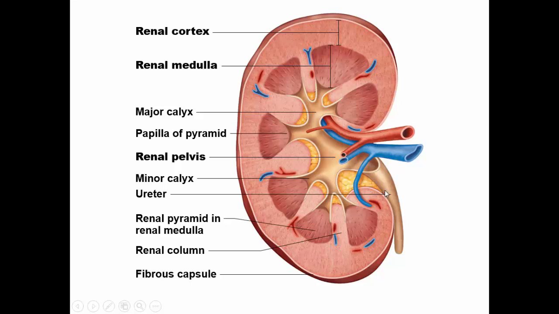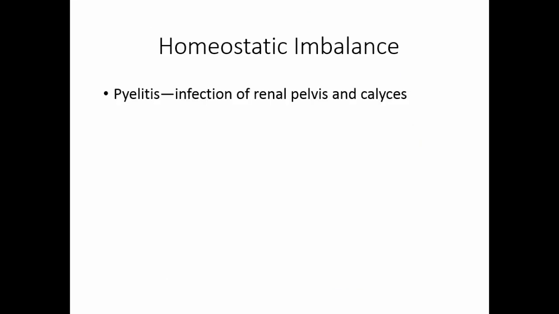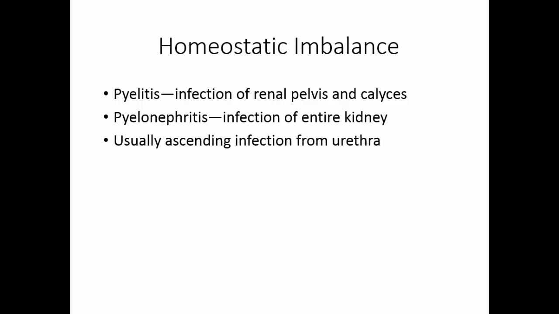Besides the ureter leaving here, this is also where the renal artery enters and the renal vein exits. Pyelitis is an infection of the renal pelvis and calyces of the kidney. Pyelonephritis is when the infection involves the entire kidney. Most urinary tract infections are what we call ascending infections. The bacteria enter through the urethral opening.